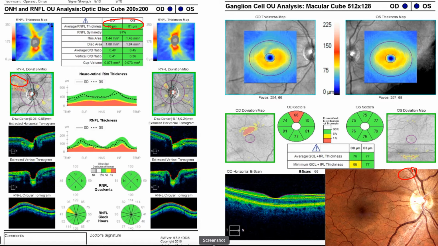Ganglion cell complex analysis shows an arcuate thinning, which is seen on the deviation map here, and as thinning in the superior sector of the ganglion cell complex map. The left eye is relatively normal.